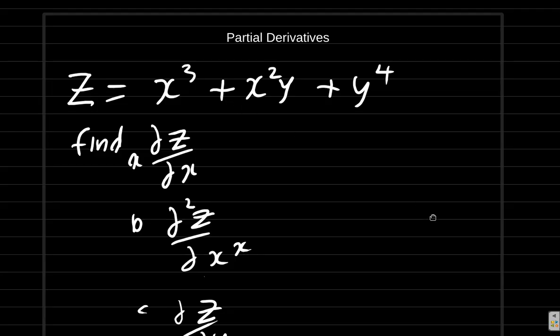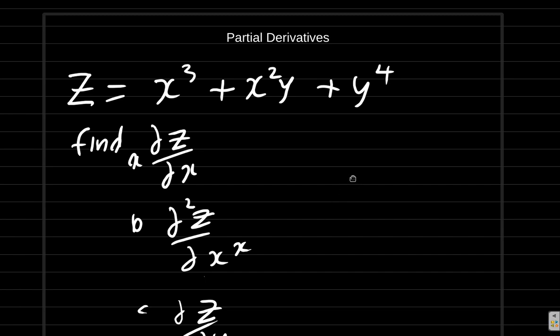Here we have z is equal to x cubed plus x squared y plus y to the fourth. Now I'm going to ask you to write this down and pause the video and try it yourself.